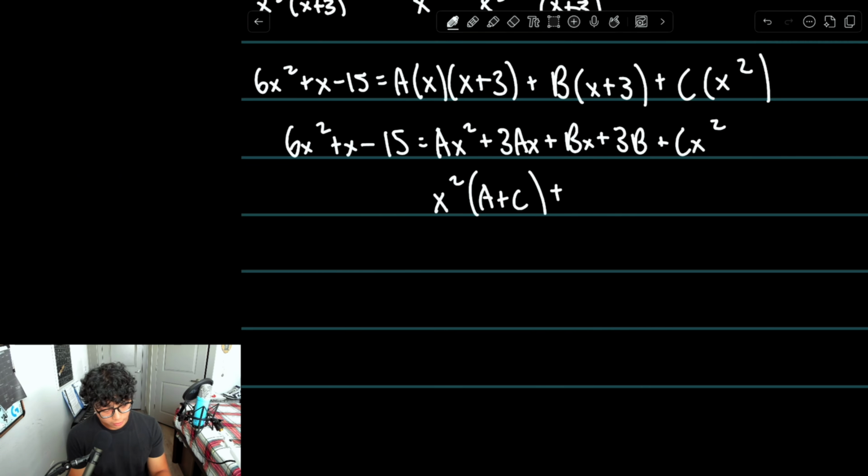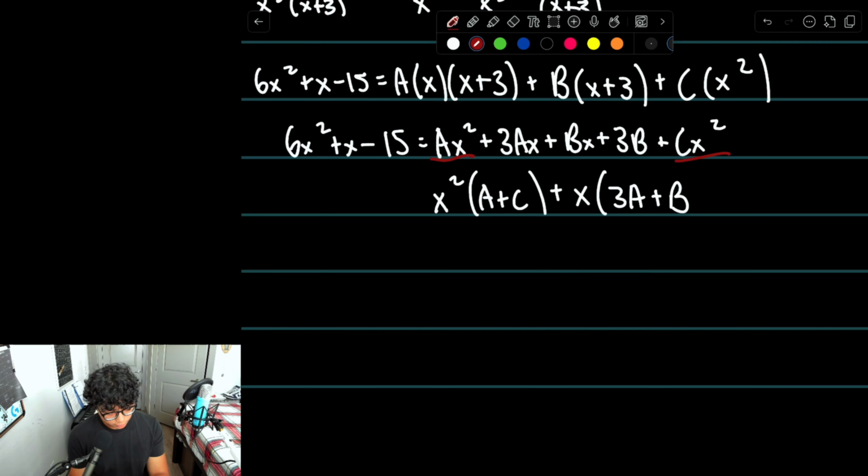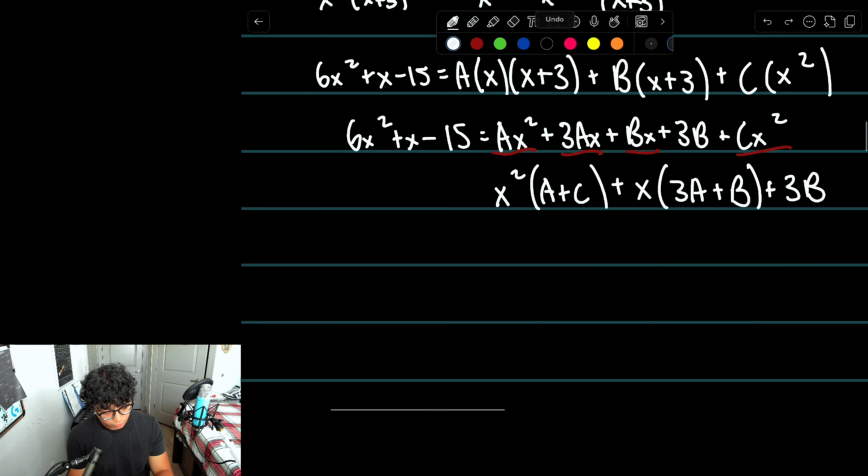Based on this logic, now we're going to take out an x. So x times (3A + B). And again, so far we've used up our terms Ax², Cx², 3Ax, and Bx. So with our constant term, all we're left with is 3B. So let's write our left-hand side out.